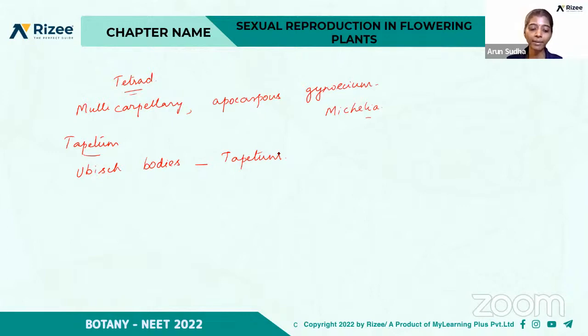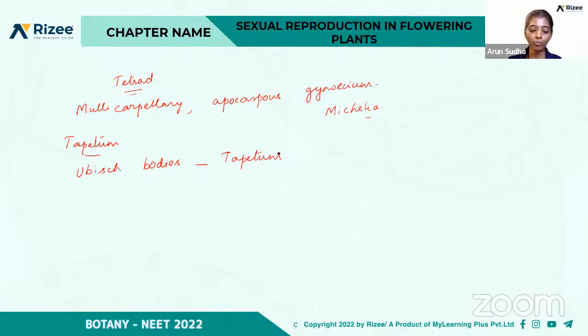Then pollen grain represents female gametophyte, male gametophyte, sporophyte, anther. Yes, it is a male gametophyte, pollen grain. Anther is generally composed of 1 sporangium, 2 sporangia, 3 sporangia, or 4 sporangia. Yeah, 4 is the right answer, that it is tetrasporangiate.